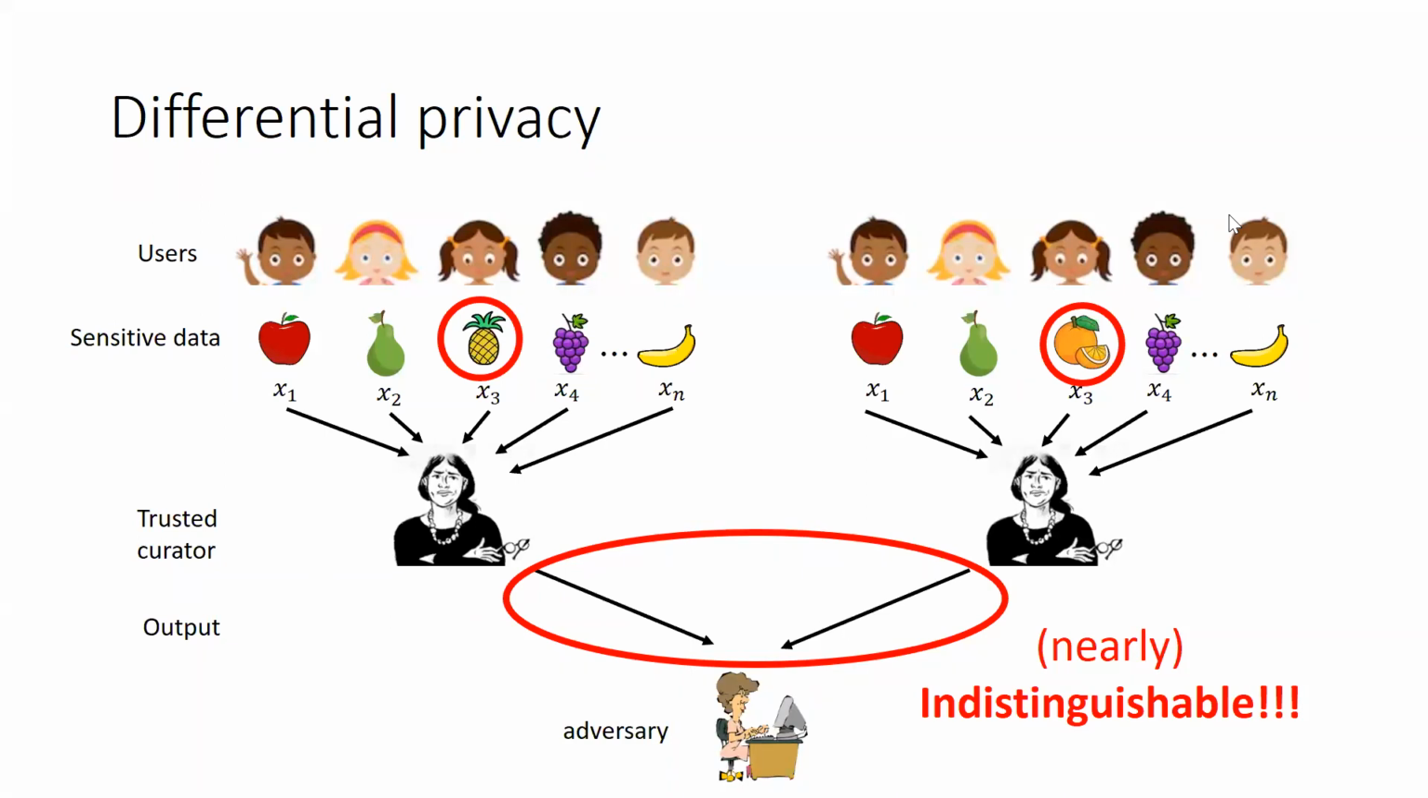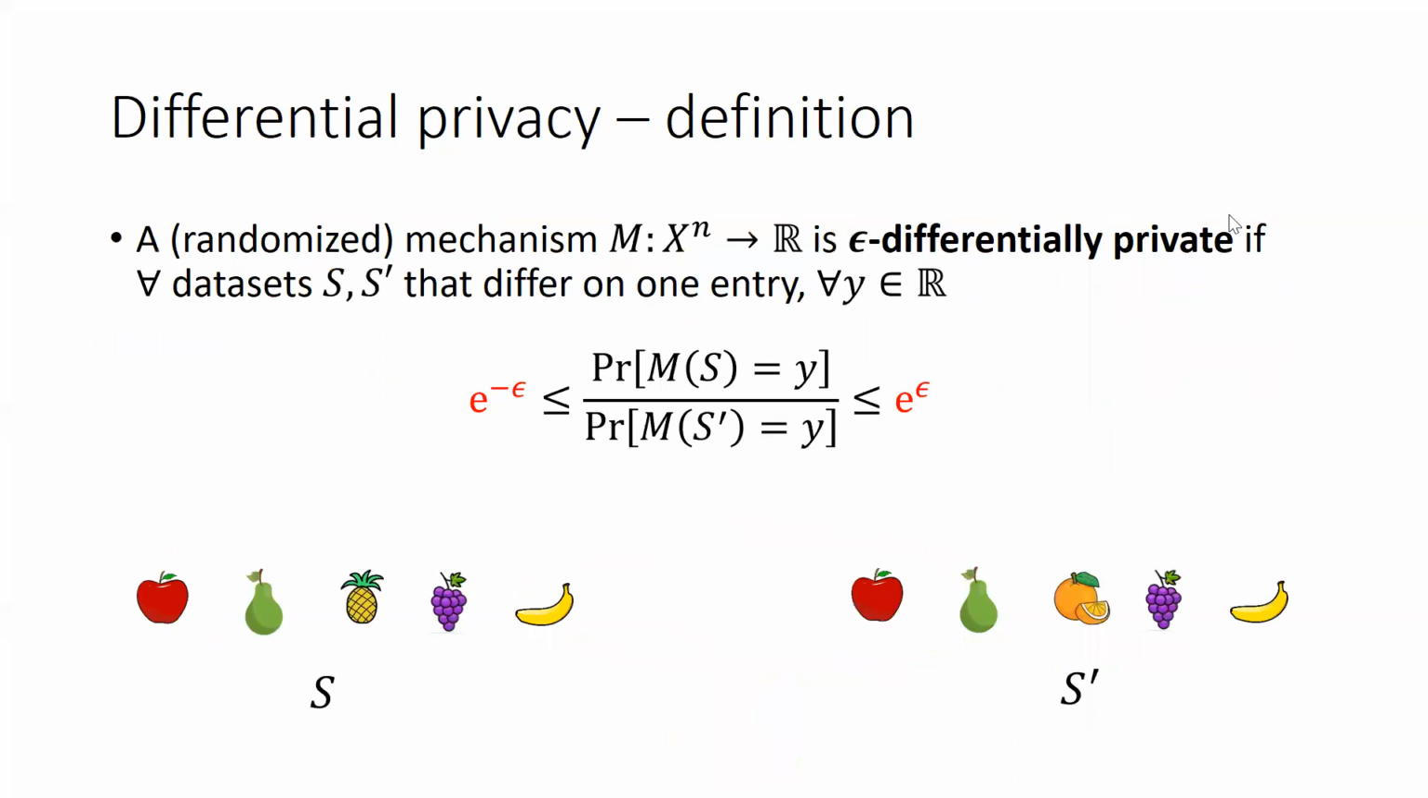And now let's get to the definition of differential privacy. So in differential privacy, we have a mechanism. A mechanism is some algorithm that receives n inputs, inputs from X to the n, and outputs, for instance, a real number. And we say that it is epsilon differentially private, where epsilon is a parameter, if for every two data sets that differ only in one entry, the output is nearly indistinguishable.